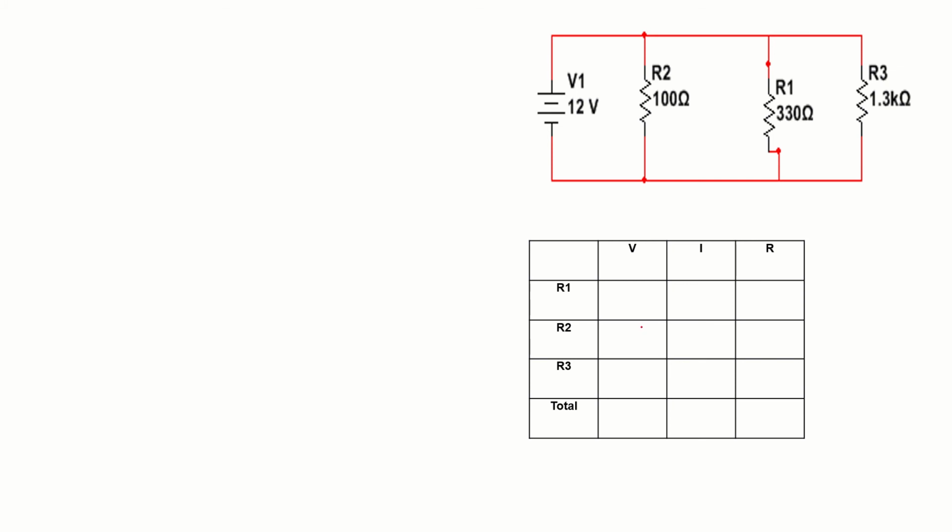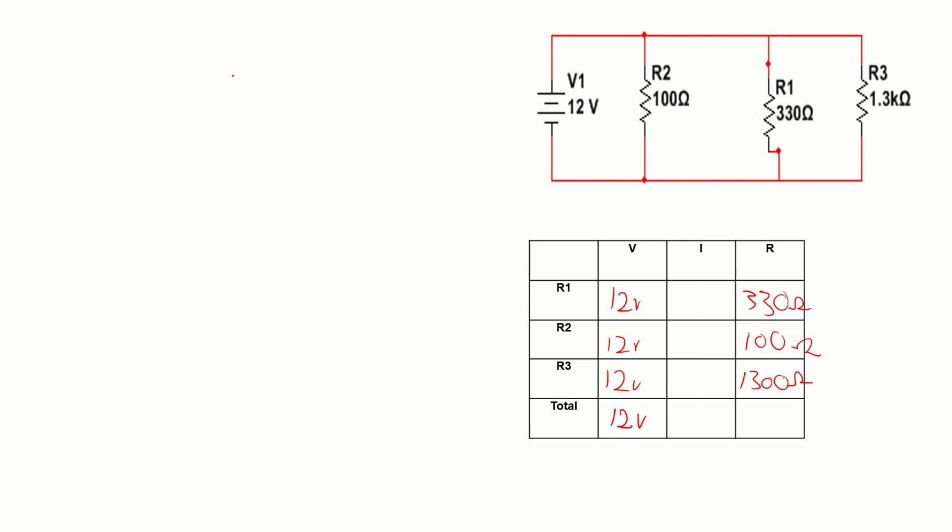In a parallel circuit, we know that our total voltage is, again, 12 volts. And in a parallel circuit, the voltage is the same everywhere. So I know that this is 12 volts, this is 12 volts, this is 12 volts. And I know that my R1 is 330, R2 is 100, and R3 is 1.3K, so 1300.